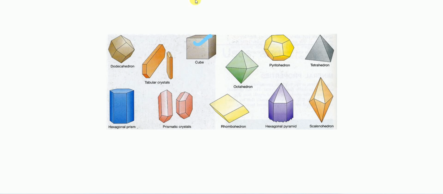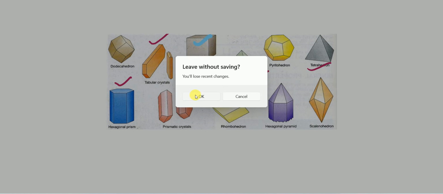Okay, some may have tabular, some may have a hexagonal prism, some may have prismatic, octahedron, many tetrahedron. So many shapes the crystals take. This is because of the differences in the physical and chemical conditions at the time of formation of the minerals.